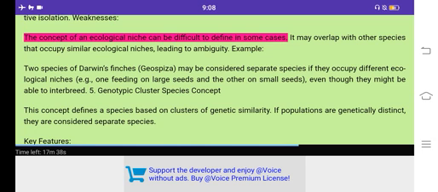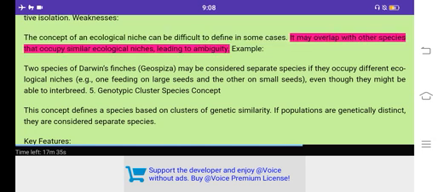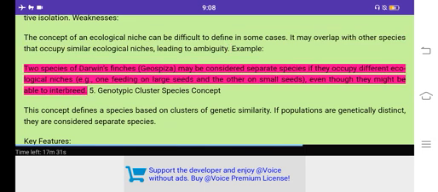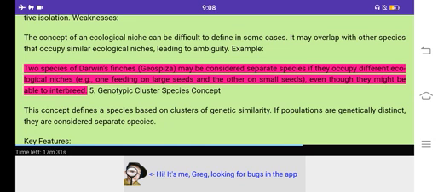Useful in understanding ecological interactions and adaptive radiations. Allows for species definitions that reflect their ecological role rather than just reproductive isolation. Weaknesses. The concept of an ecological niche can be difficult to define in some cases. It may overlap with other species that occupy similar ecological niches, leading to ambiguity. Example. Two species of Darwin's finches, Geospiza, may be considered separate species if they occupy different ecological niches, e.g., one feeding on large seeds and the other on small seeds, even though they might be able to interbreed.